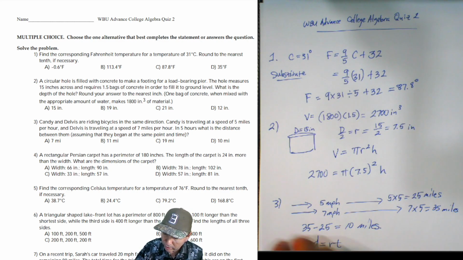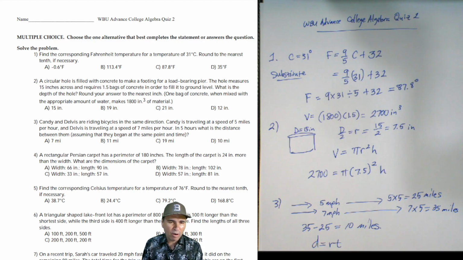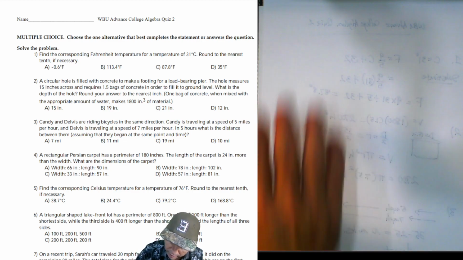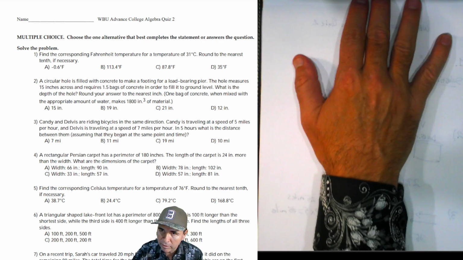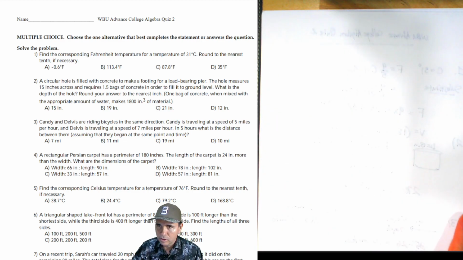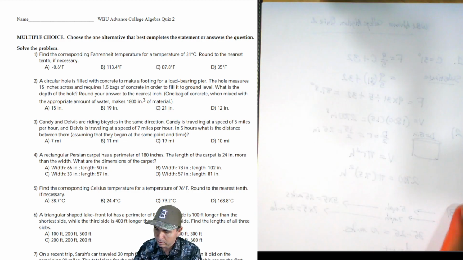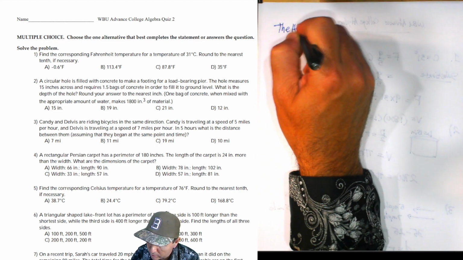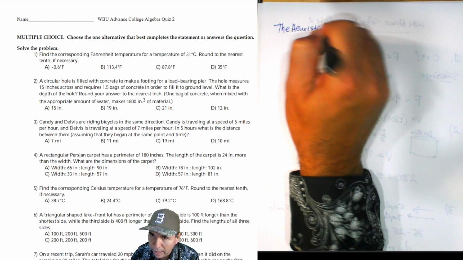Let me get you started with number 4. A rectangular Persian carpet has a perimeter of 180 inches. The length of the carpet is 24 inches more than the width. What are the dimensions of the carpet? Okay, now what I gotta say about this, guys, any word problem can be solved in 6 easy steps. It's called the heuristic method. The heuristic method has been used for thousands of years to solve any word problem.